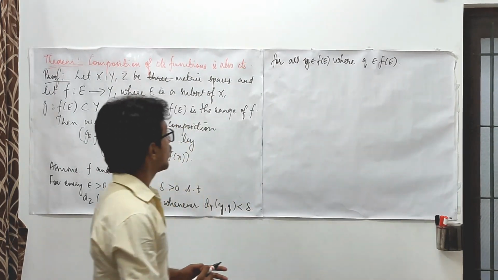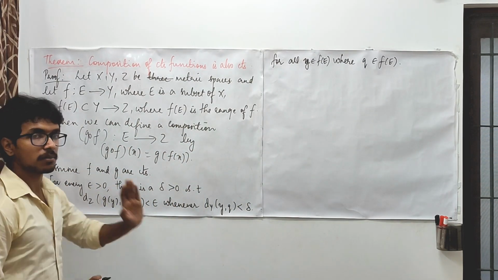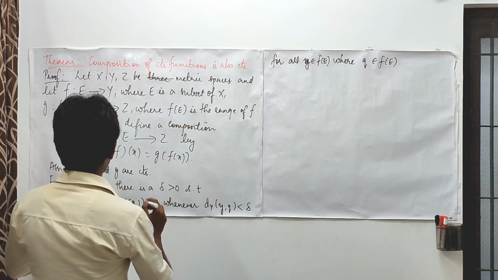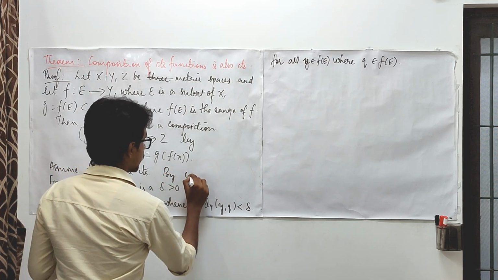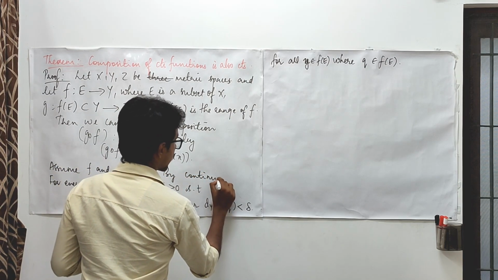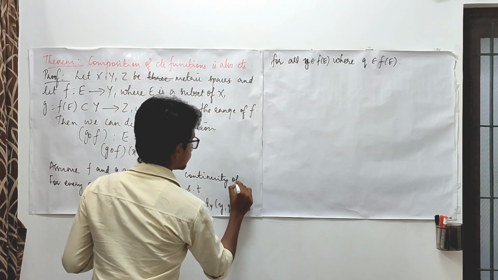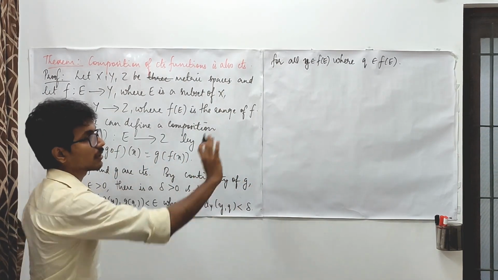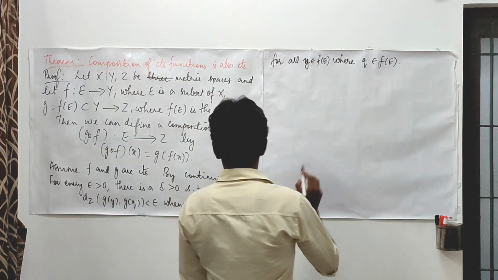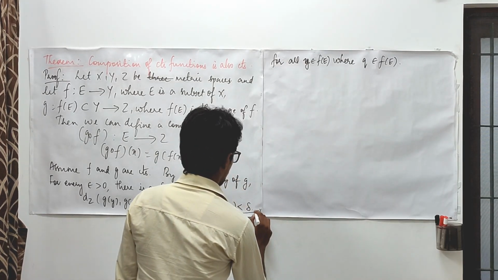Okay, we will have to make use of the same thing again, right? So this is by continuity of g, we have written this. Let us mark this as 1.